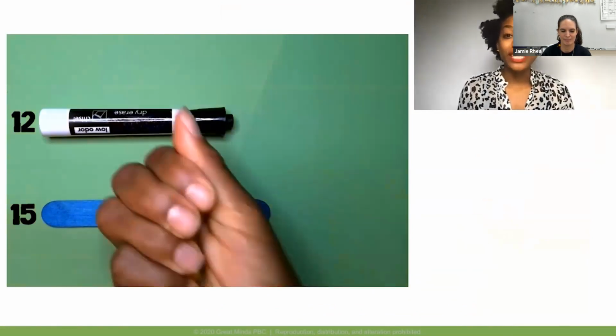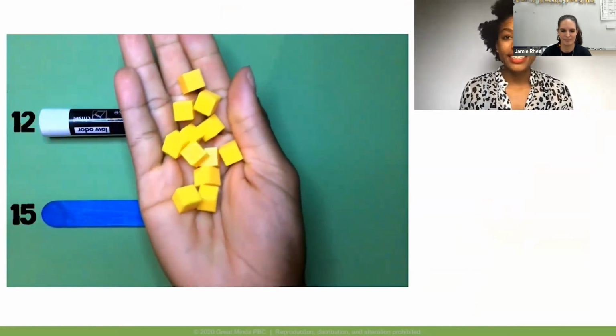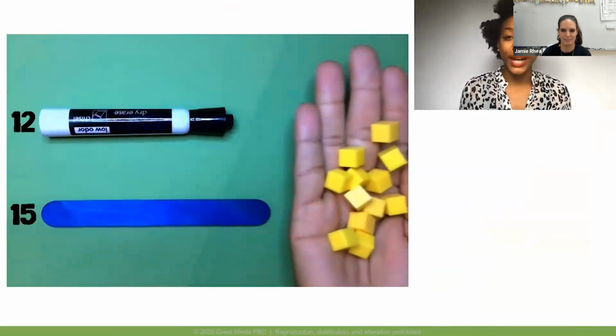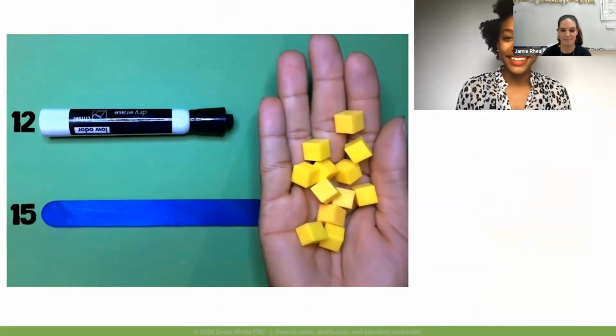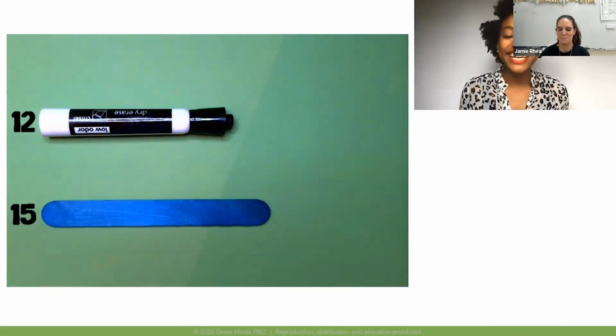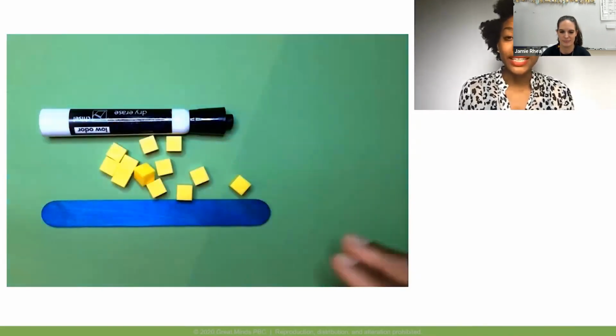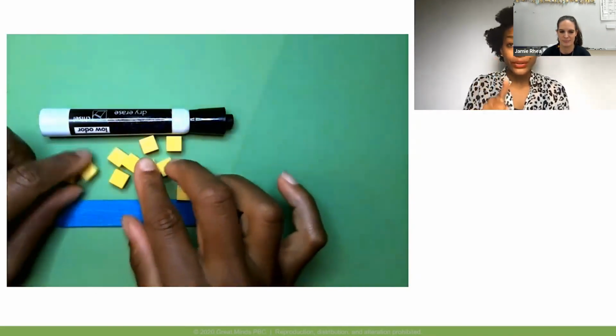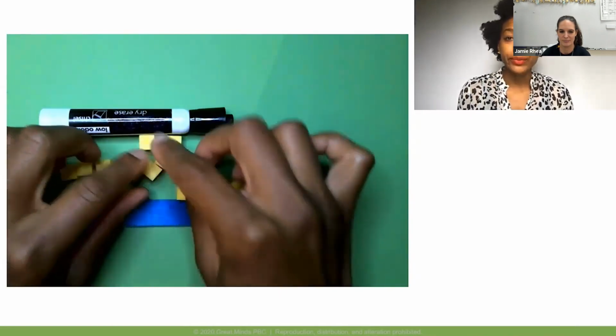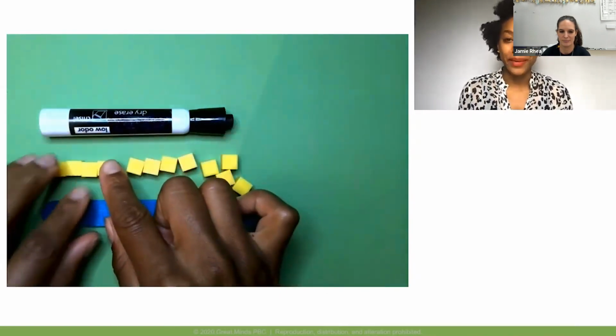I have 12 centimeter cubes in my hand. Is that going to be enough to measure my dry erase marker? Yes, it is. 12 centimeter cubes is the same as 12 centimeters. I'm going to lay down these 12 cubes. I want you to take 12 centimeter cubes and lay them down just like me.